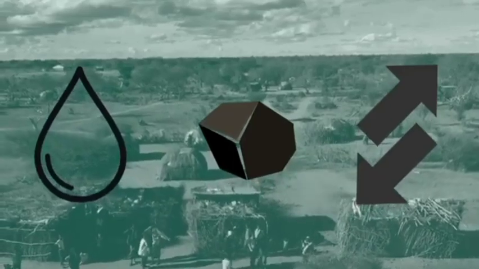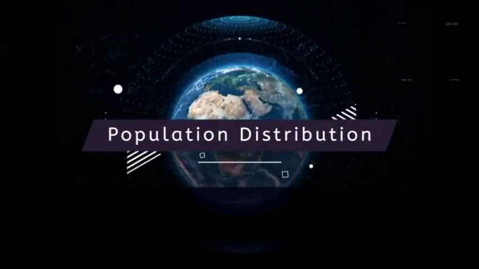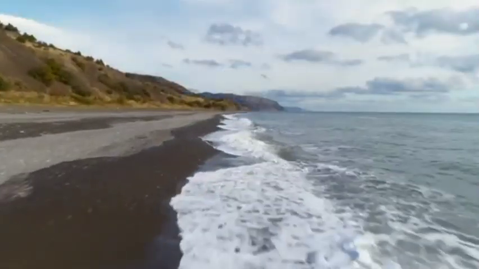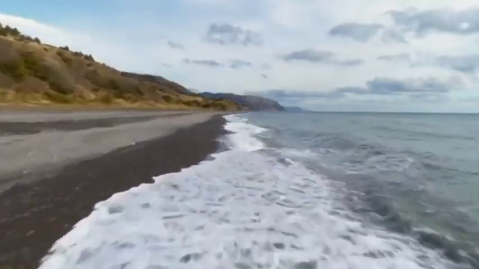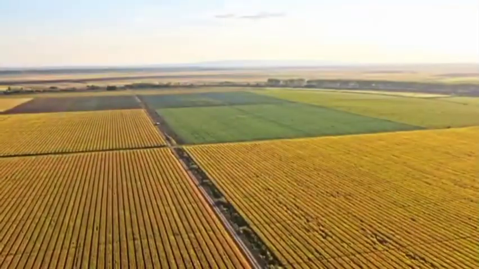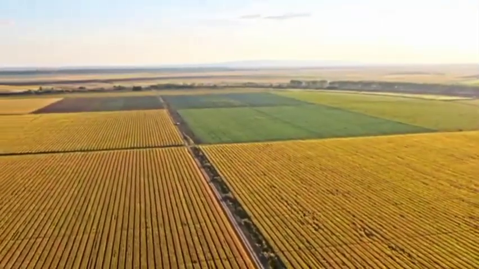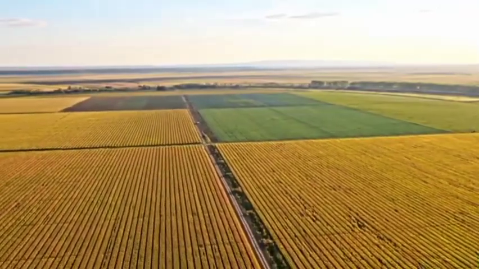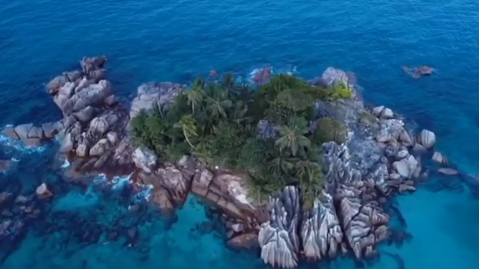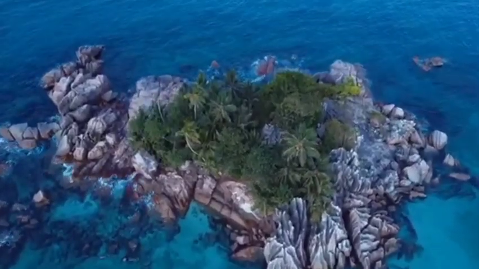Next, we will be looking at population density. This is the number of people per unit area. Countries like India and China have high population densities, while countries with vast uninhabited areas like Canada have low densities. Coastal areas and fertile plains often exhibit higher population densities due to favorable living conditions.